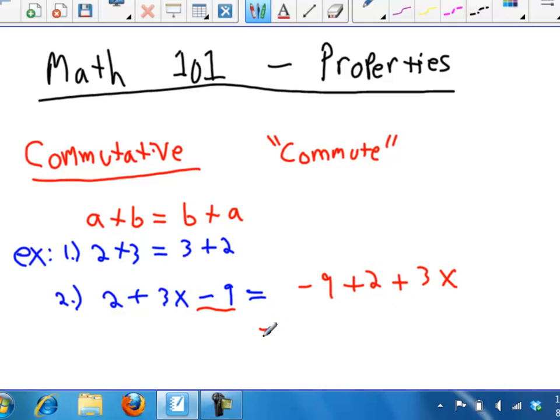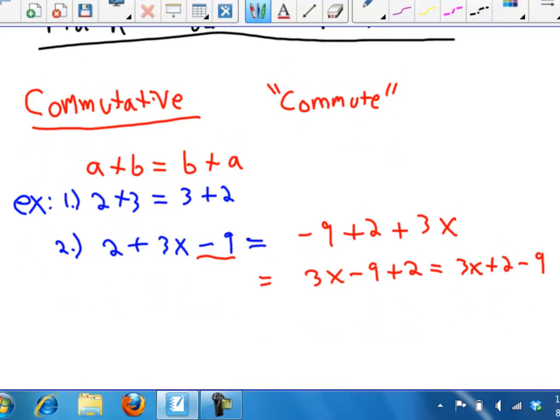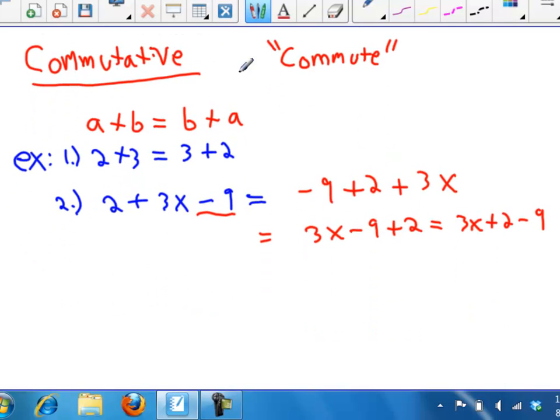We could also say 3x minus 9 plus 2, or we could say 3x plus 2 minus 9. Any order, it doesn't matter as long as it's addition. Okay, and this same thing applies for multiplication. So this is the commutative property of addition right here, and now we're going to do the commutative property of multiplication. So this would be the first property, and this would be the second property of commutative.